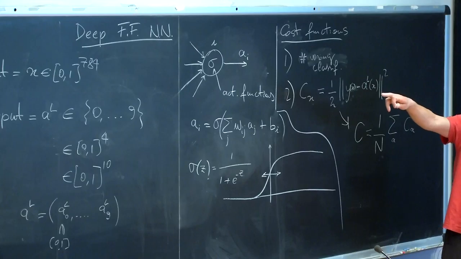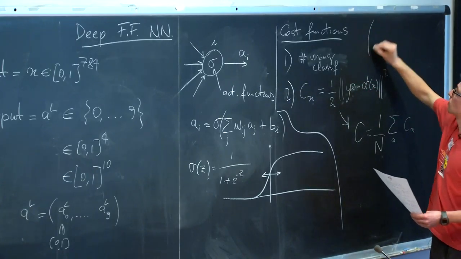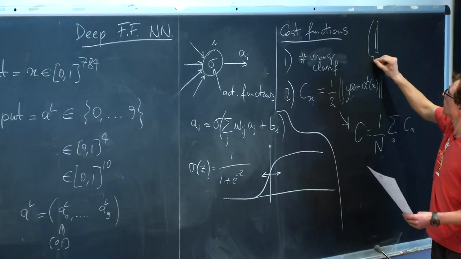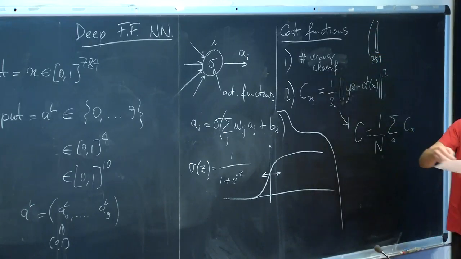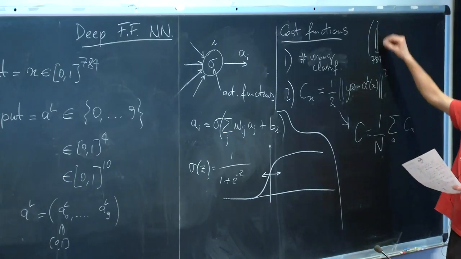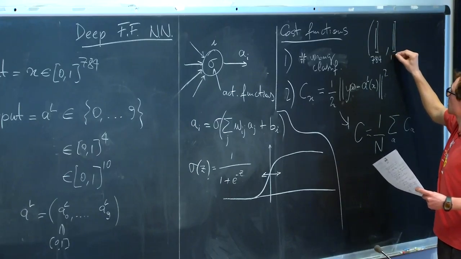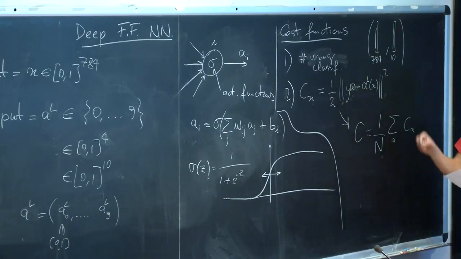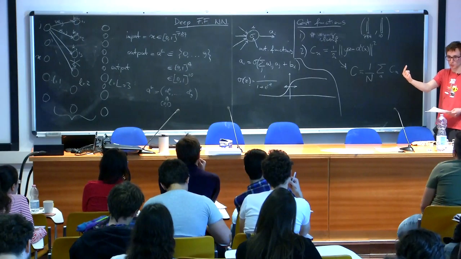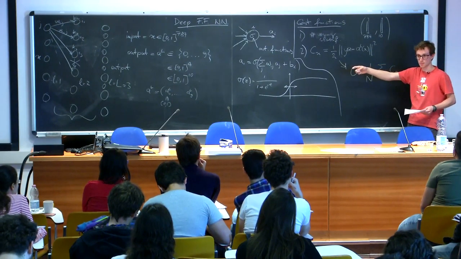The MNIST data set, the data set that we use to train, is made like this. The input is a vector of 784, and the output is a vector of length 10, with indices from 0 to 9. There's only one index which is 1, the index corresponding to the number, the answer, and all the others are 0.